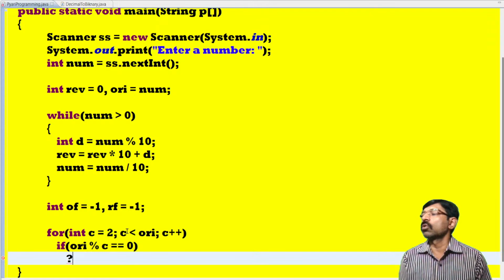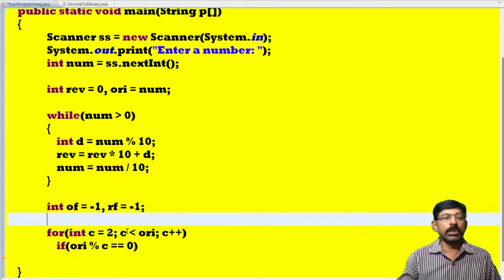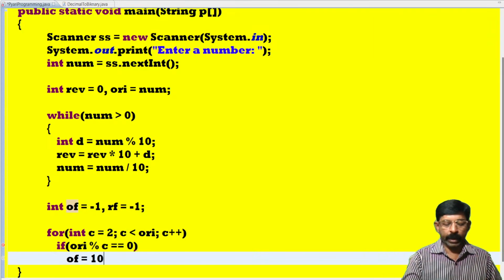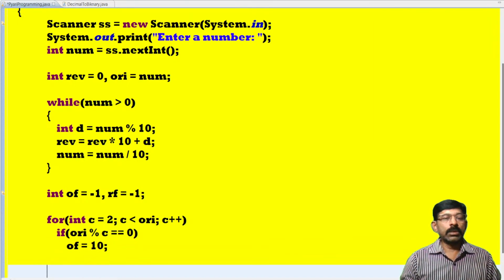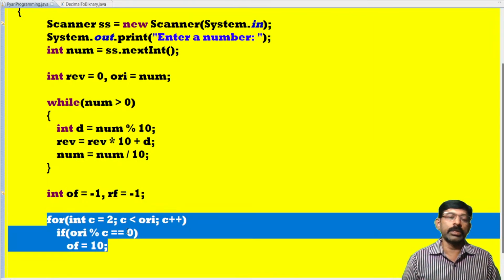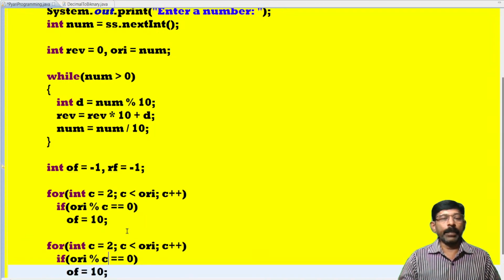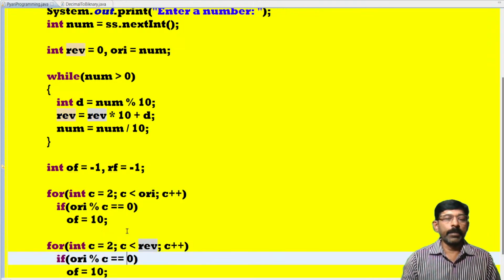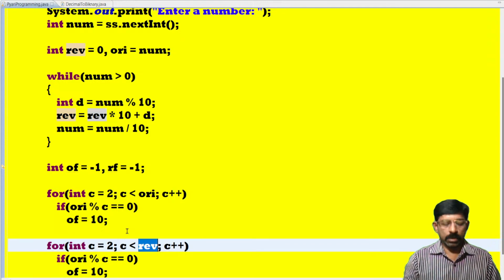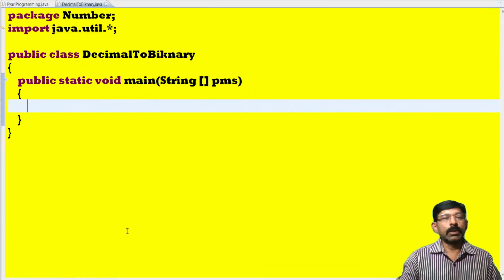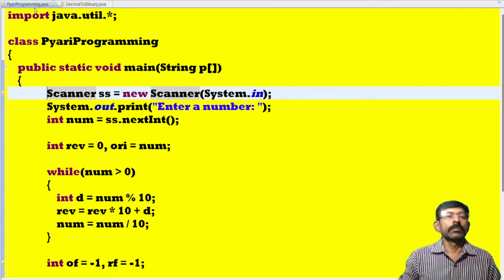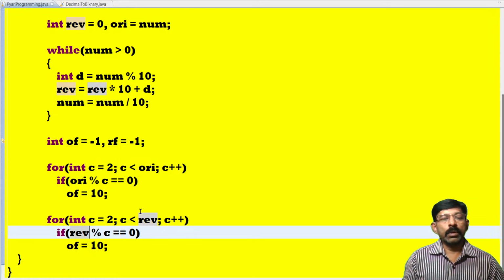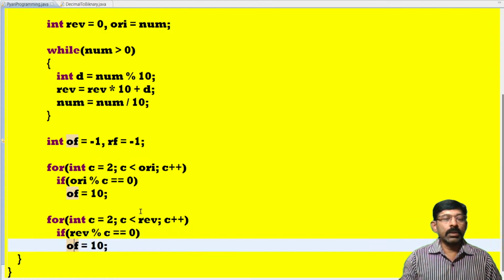Yes, OF is equal to, it can be any number because this is my original flag. So I will say original flag is equal to any number I can take. Next, this is what I got regarding whether the original number is prime or not. Like this, copy and paste it here. Instead of the original number, I will check whether the reverse number is a prime number or not. So it should be reverse, and it should be reverse. Job over. Now, which flag is this one? This is reverse flag.